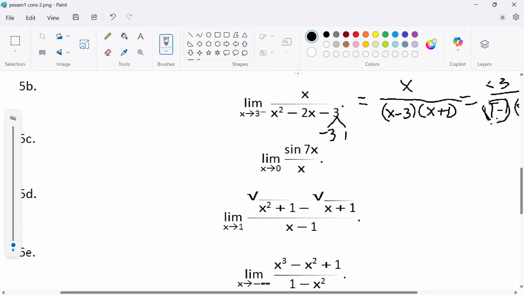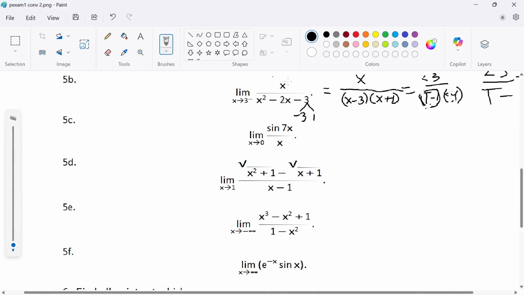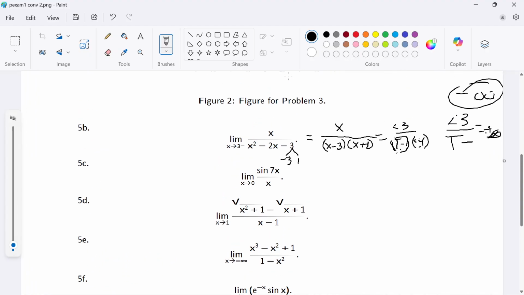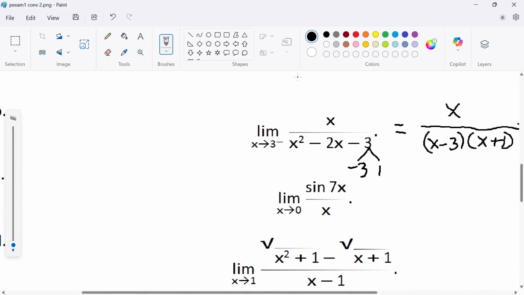So that's that one. Let me try this one. Limit as x goes to 0 of sine 7x over x. Did I say the answer? I just want to make sure it's negative infinity. You have to know this. I would imagine it's in the notes somewhere. The limit as x approaches 0 of sine x over x equals 1. You have to know that.